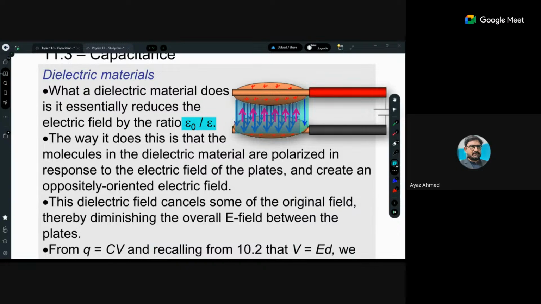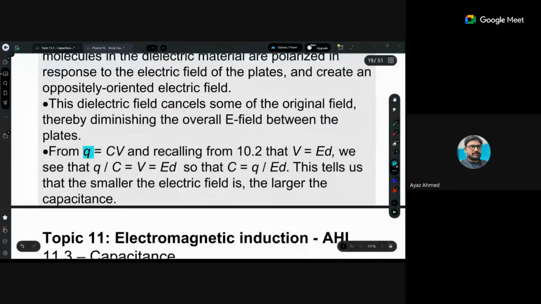Okay, so electric field strength has a ratio of that. So E naught divided by E is basically the ratio. So I can say simply, I will go directly towards that. From Q equals CV, right? And V equals E times D.